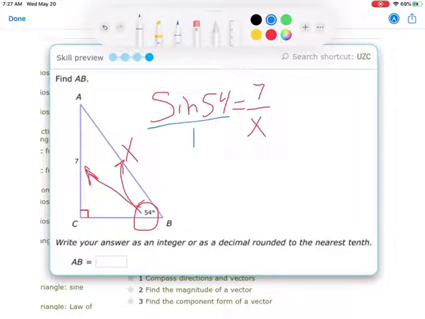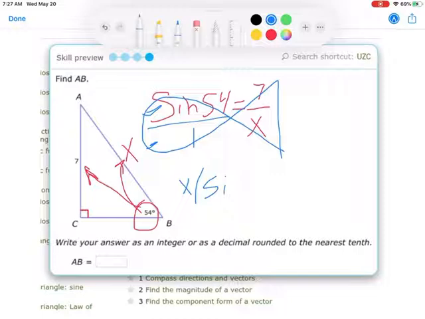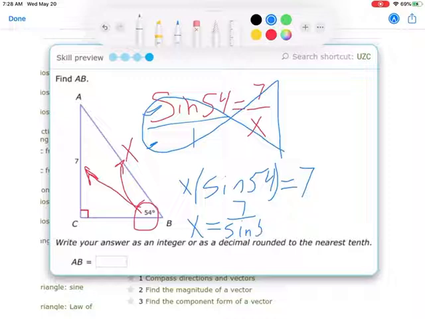So we just cross multiply. I like to say fish it. Do those two, do those two, and look, it makes a fish. It's so cool. You gotta have fun with this stuff, guys. So we get x times the sine of 54 is equal to 7. So I'm just going to divide by sine of 54. So x is equal to 7 over the sine of 54. And that's where my calculator comes in.